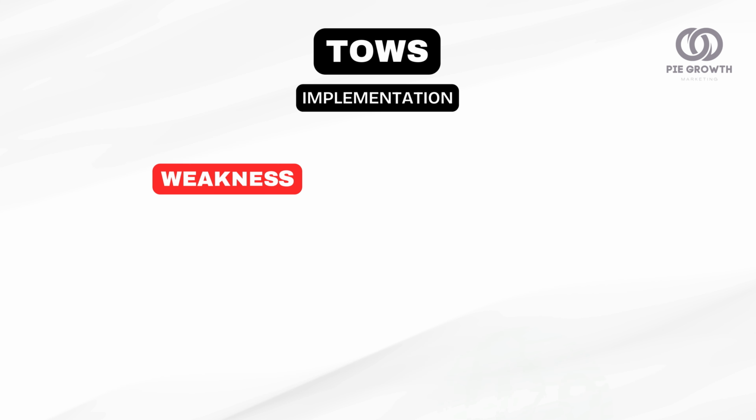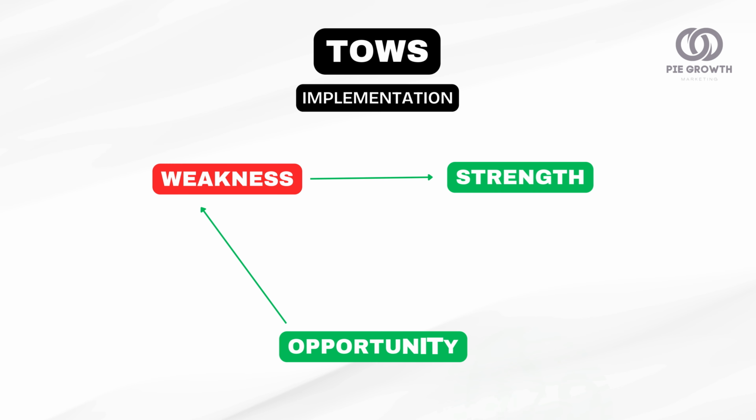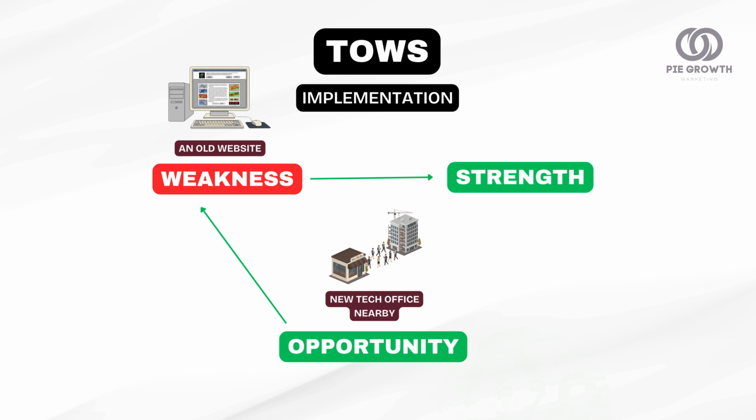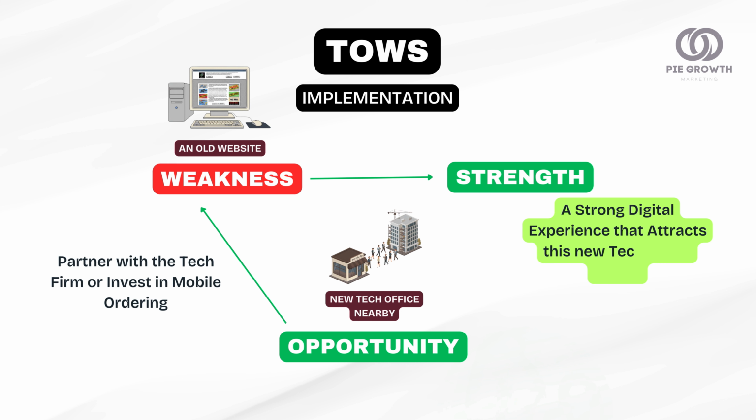Second, we convert a weakness into a strength using an opportunity. We know that we have a slow website, which is a weakness, but a new tech office opening nearby creates an opportunity. By using that opportunity, we can partner with a tech firm or invest in mobile ordering, turning our slow website into a strong digital experience that attracts this new tech-savvy crowd.